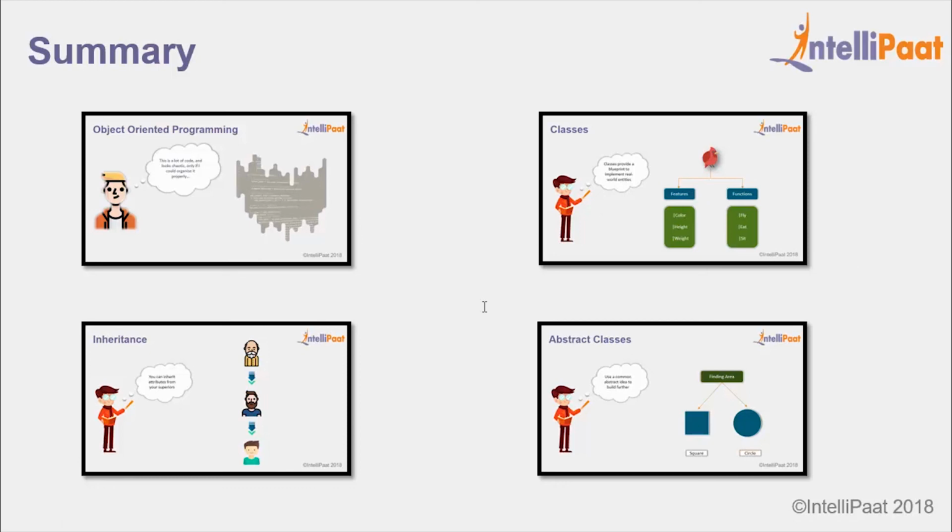And this actually brings us to the end of this video. So let's have a brief recap. We started off by understanding the need for object-oriented programming. After that, we understood what exactly classes and objects are, and we implemented both of them in Python. Following which, we understood the concept of inheritance and also looked at an example of inheritance. And finally, we understood what abstract classes are and also looked at an example for abstract classes.